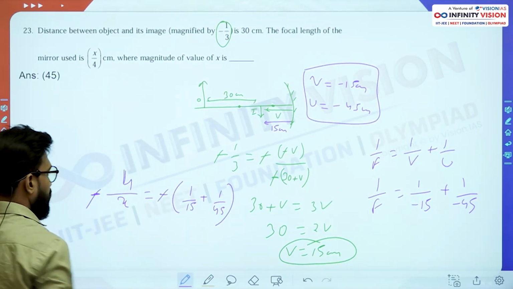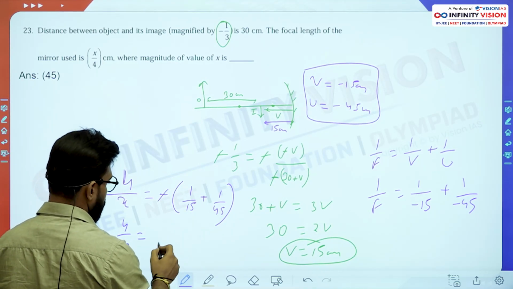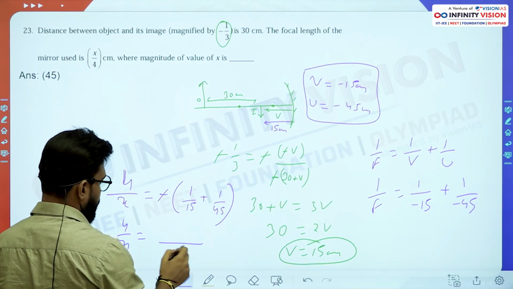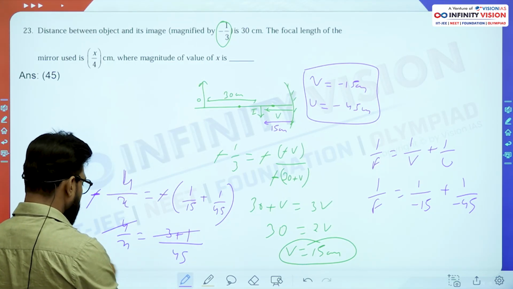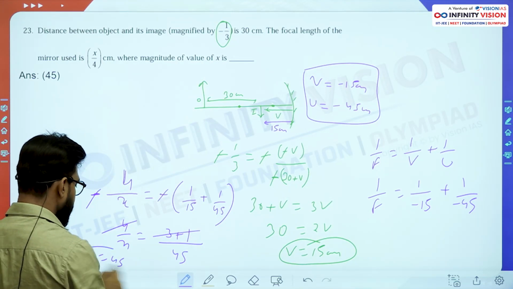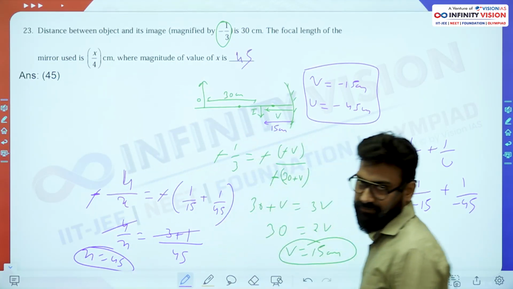We're going to cancel out. 4 by x comes out to be, so this is 45. This would be 3 plus 1, which is 4. It will cancel out. So x comes out to be 45. Okay. So the final answer that we are getting is 45.